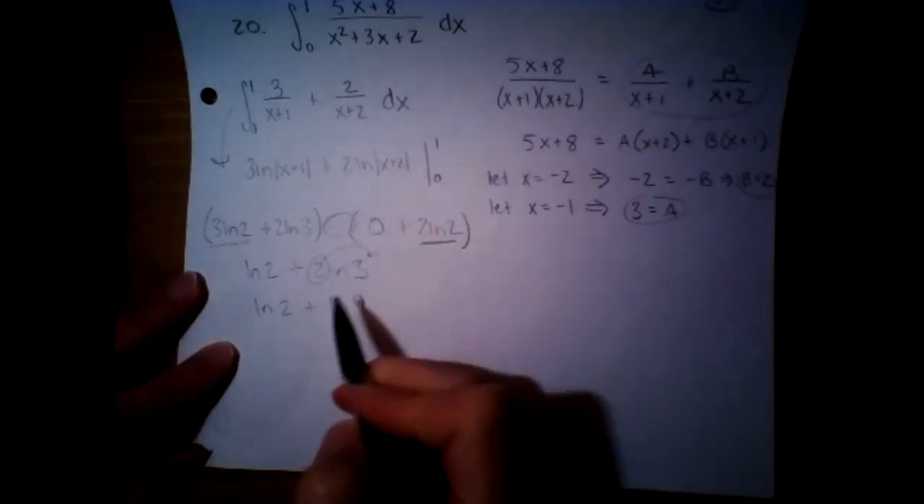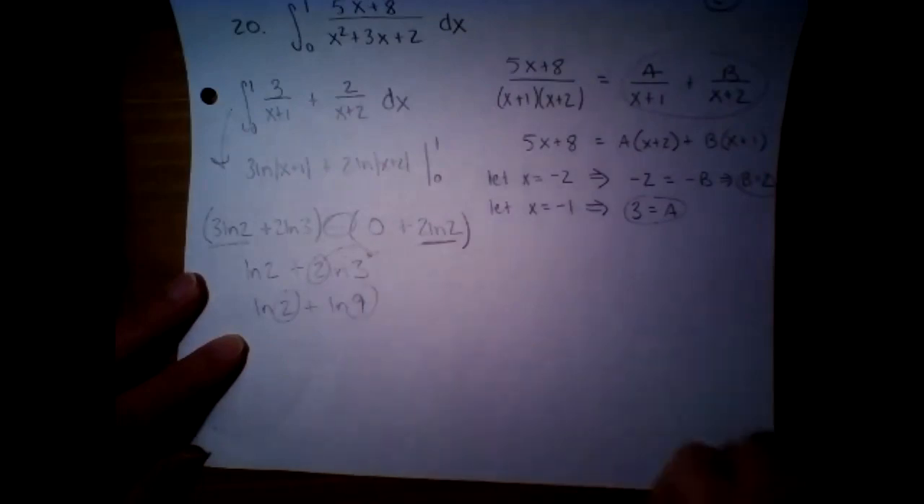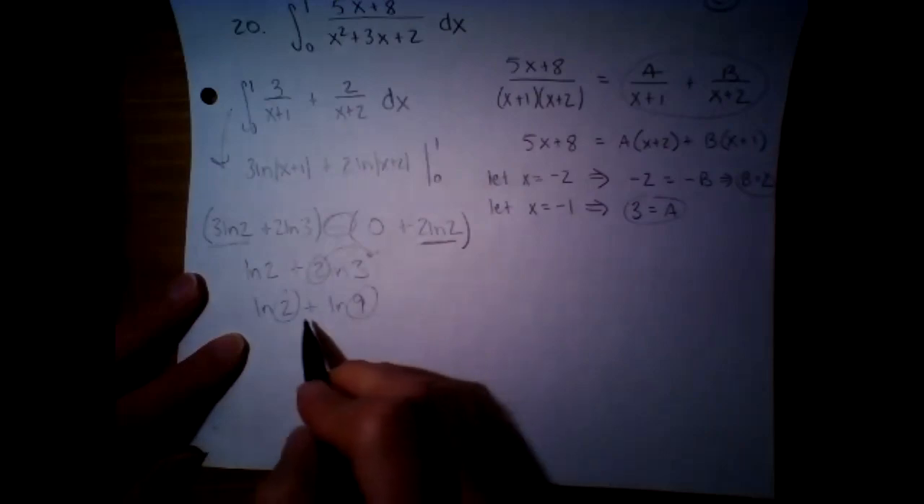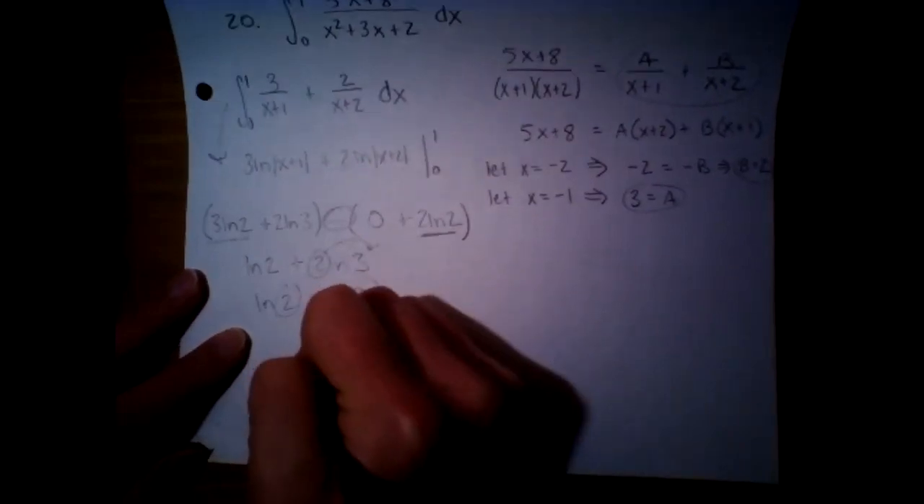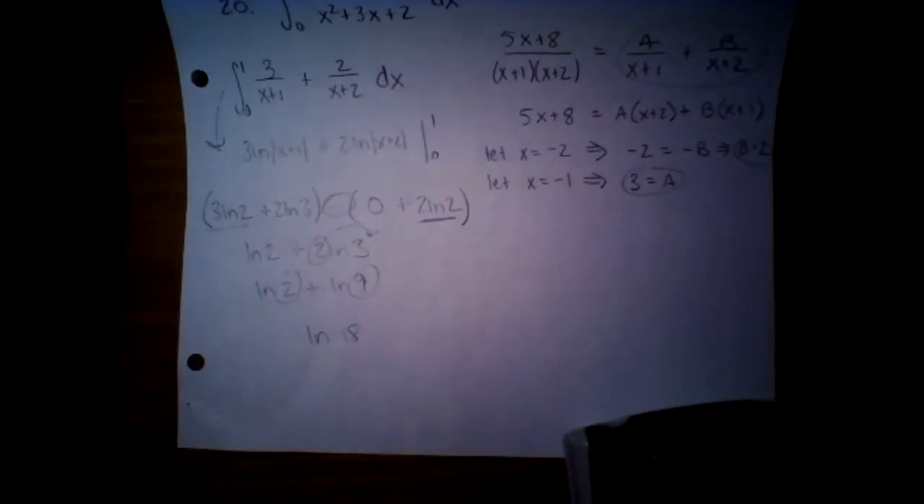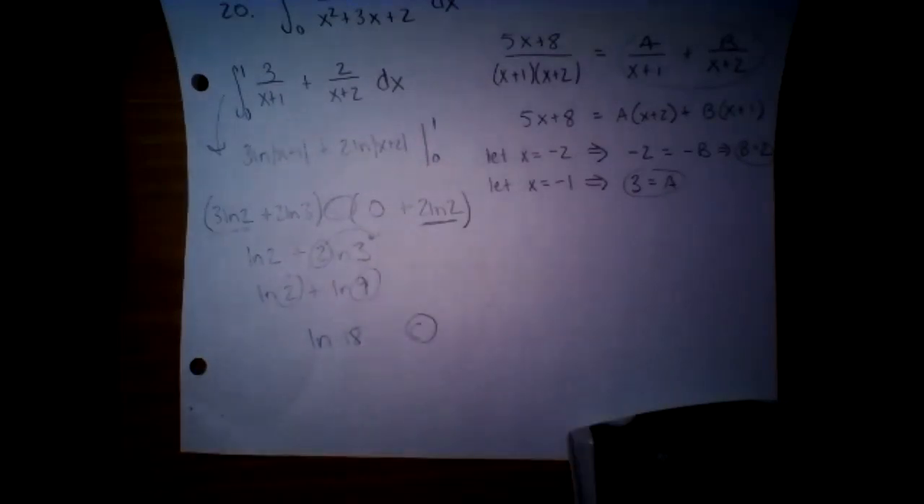And then the log property, when you're adding the logarithms, you can multiply. It's like your exponent rules. That's where these come from. You're multiplying, you add your exponents. So we're going to multiply those together, and we get ln of 18 for the final answer. So let me look back. So that one is C. And if you didn't like that question, I don't blame you one little bit, but that's the answer.